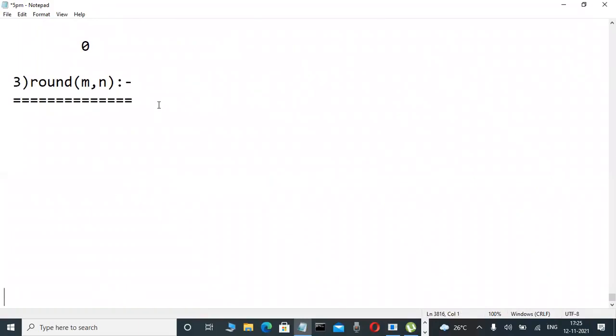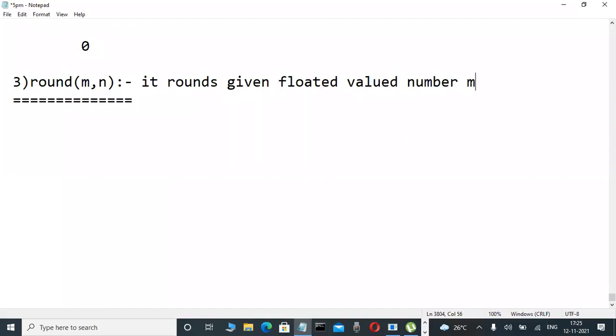Round means everyone knows, same as in mathematics, but if the second parameter is negative, then what is the answer you are telling me, you are checking only. Remaining all the things maybe you are good, I think. Now check it out. Write it, round m comma n. Fastly write it. It rounds the given floated value number m based on n.